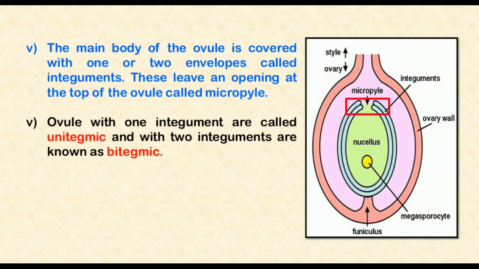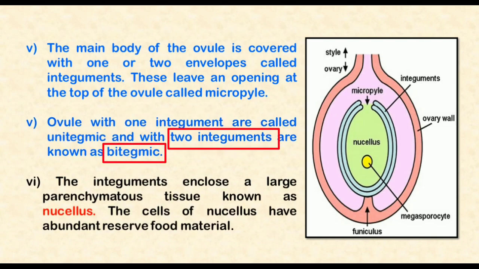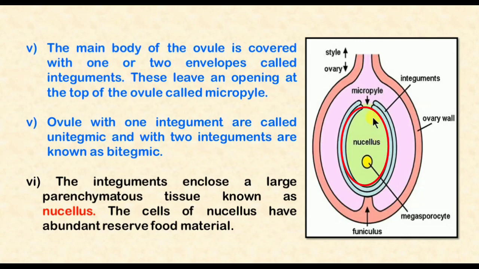If one integument is present in the ovule, it is called unitegmic, and the ovule with two integuments is called bitegmic. The integument encloses a parenchymatous tissue known as nucellus. This inner part inside the integument is the nucellus. The cells of the nucellus have abundant reserve food material.